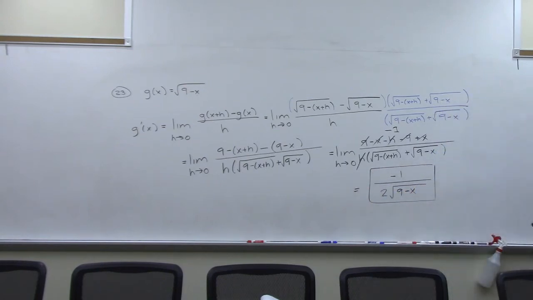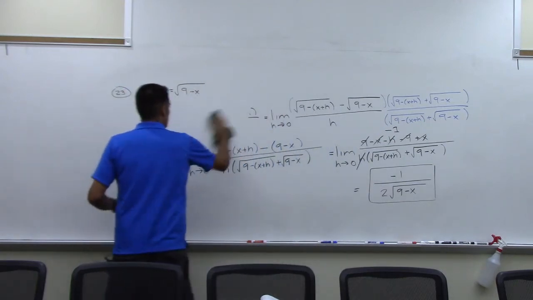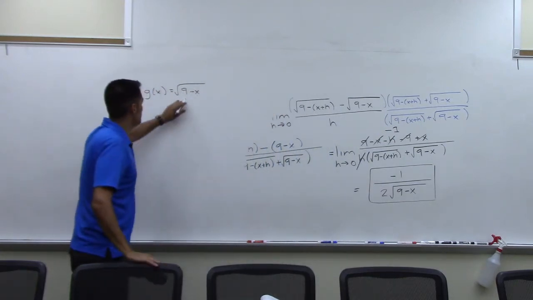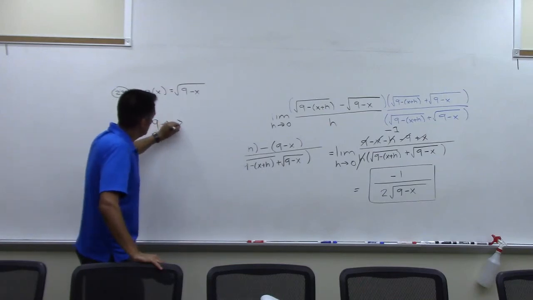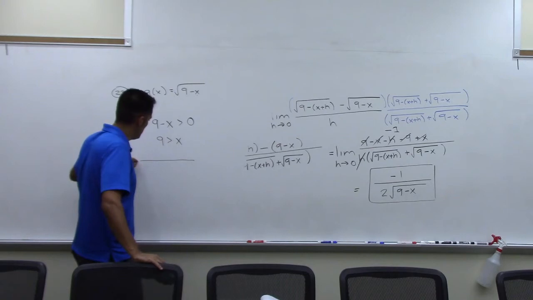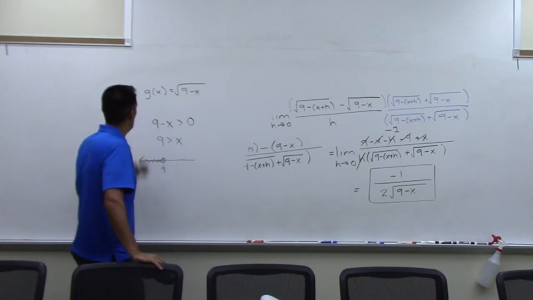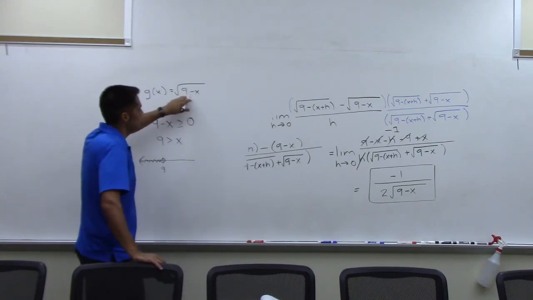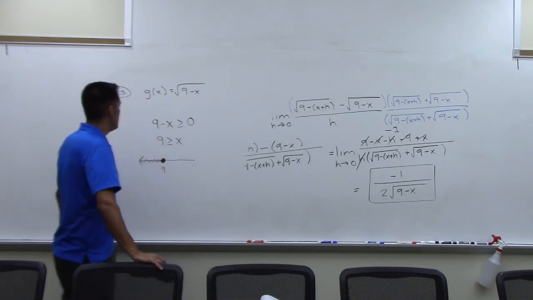All right, let's talk about domain here. On the domain of the original function g, notice that we just can't have a negative under here. So 9 minus x must be greater than 0, which means that 9 must be greater than x. Strictly greater, so on a number line, 9, x must be smaller than that, so it's everything over here. Oh, I'm sorry, greater than or equal to. We can have 0. The square root of 0 is fine. So it's everything over there. That's the domain of g.